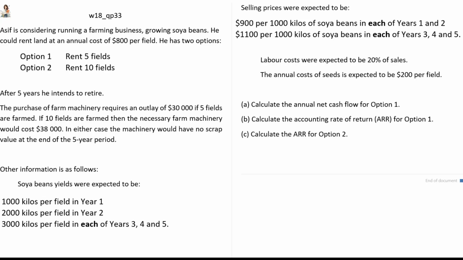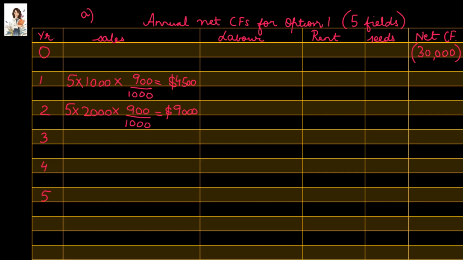There are 5 fields. The soybean yields are expected to be 3000 kilos per field in the years 3, 4 and 5. And the selling prices were expected to be $1,100 per 1000 kilos of soybeans in the years 3, 4 and 5. Therefore, the sales in years 3, 4 and 5 will be 5 into 3000 multiplied by 1100 upon 1000. That is $16,500.